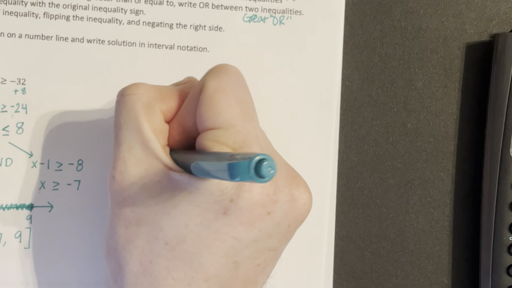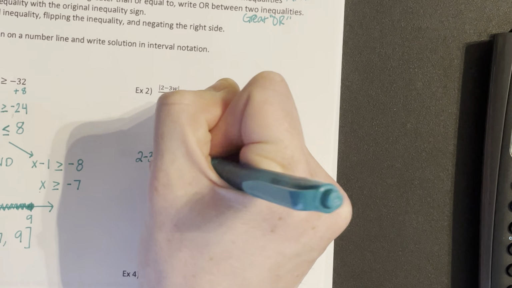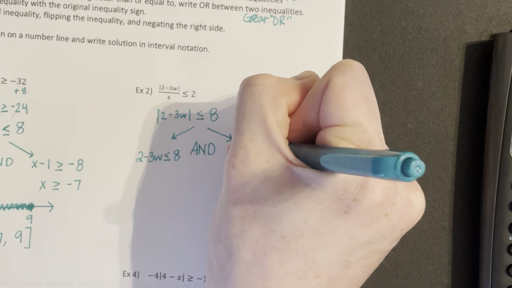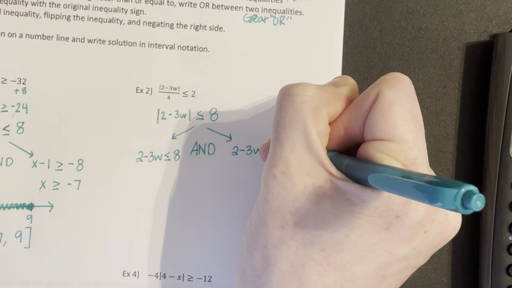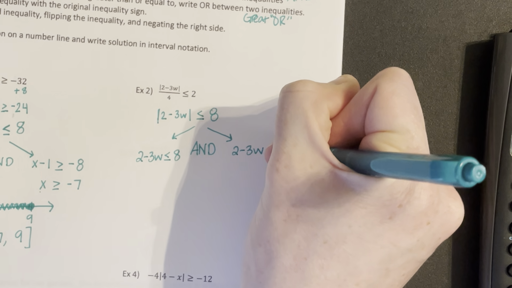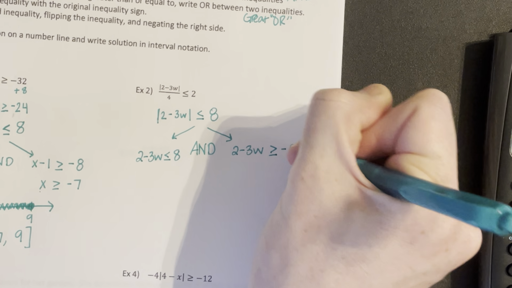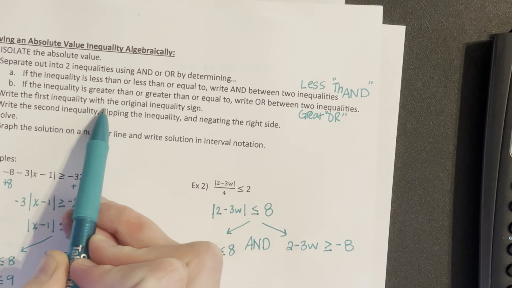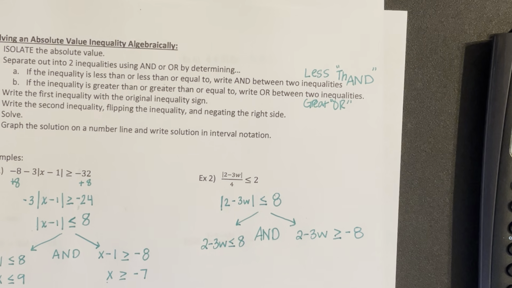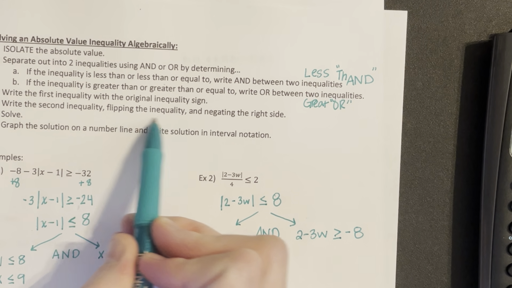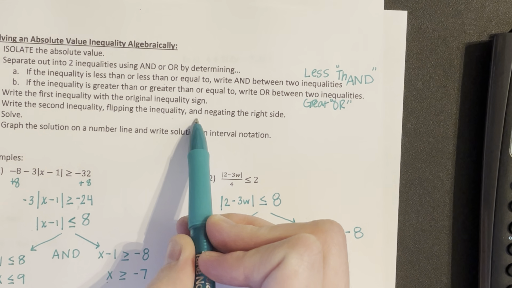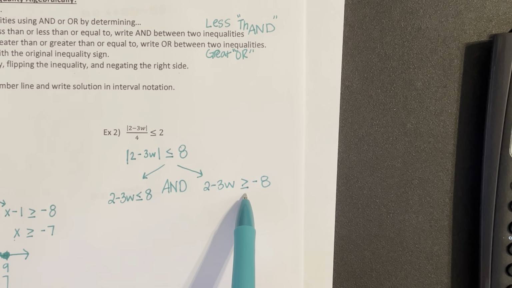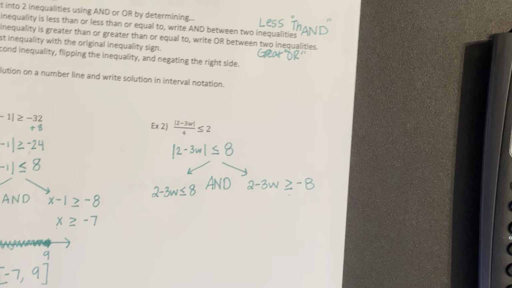So we have 2 minus 3w is less than or equal to 8, and 2 minus 3w, now we negate, so greater than or equal to negative 8. That's the biggest thing. So make sure that you're writing the first inequality with the original inequality sign. The second inequality is going to flip the inequality sign and negate the right side. So that's why we flipped this to greater than and made it a negative 8.